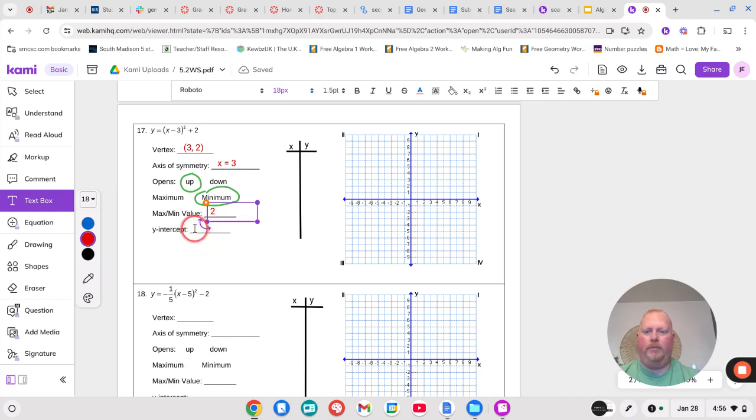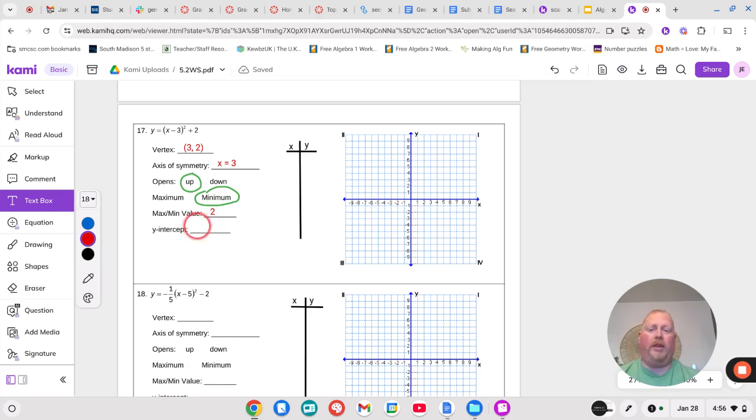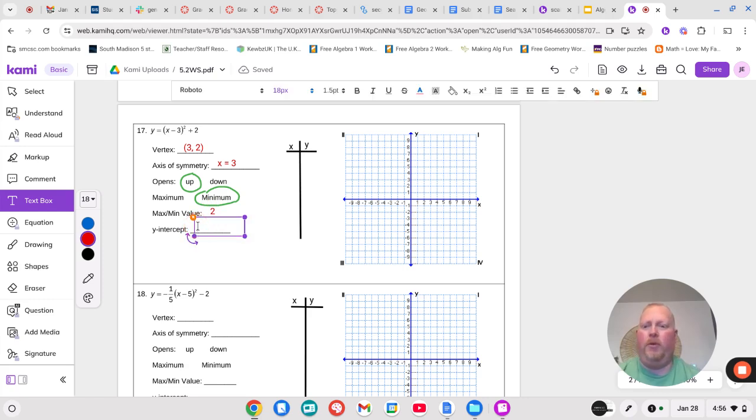And then the y-intercept, we can wait till we graph it and then figure out what it is, or we can plug in 0. If we plug in 0, 0 minus 3 is -3 squared, I get 9. 9 plus 2, I would get 11. Or more specifically, 0, 11. But I'd be fine if you just put 11.